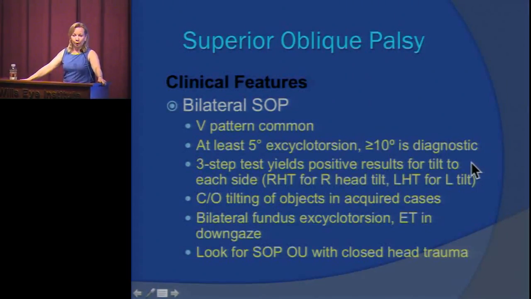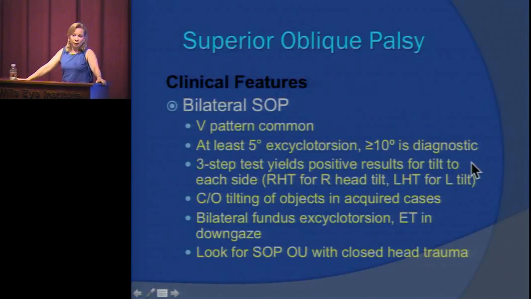In a bilateral superior oblique palsy, you'll see a common V pattern. A V pattern is very common. Okay, why? Again, thinking about those actions of the superior oblique, they're abductors in down gaze. So if they can't abduct in down gaze, you'll get a V pattern because you'll get an esotropia there.